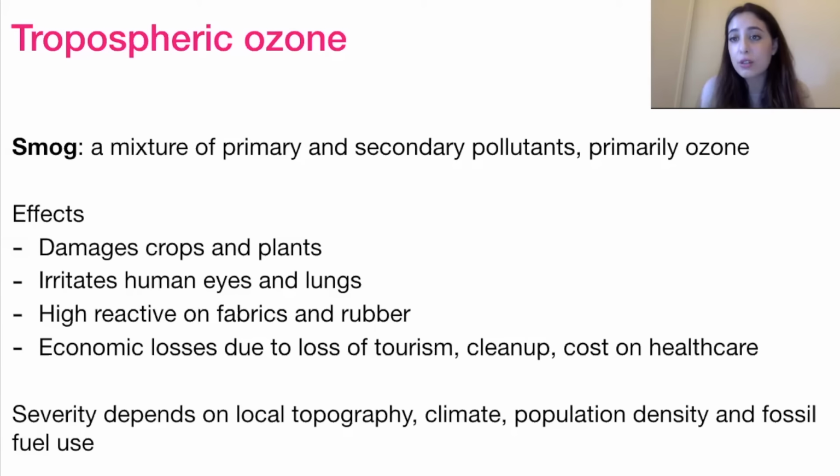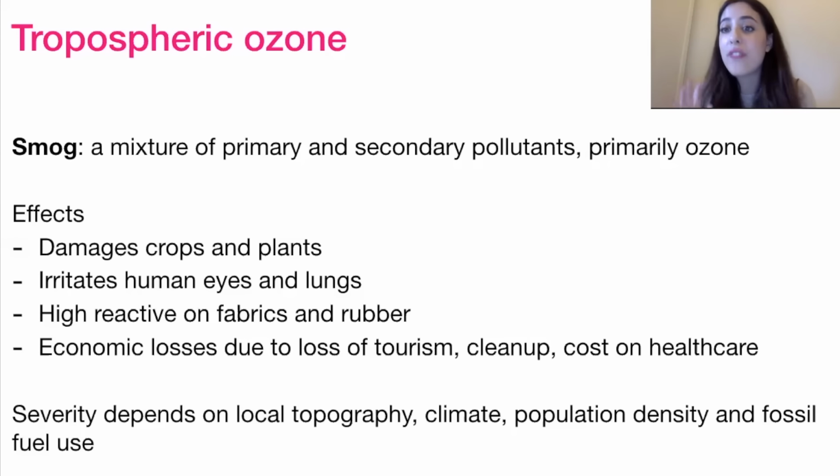And the effects of tropospheric ozone include damage to crops, so their chlorophyll and plants, so essentially decreasing biodiversity. They irritate eyes and lungs, causing respiratory problems. They're very highly reactive on fabrics and rubber. And they can basically result in economic losses because of tourism being affected, the costs of cleanup, and the costs on healthcare. So all of these are why tropospheric ozone is a problem.